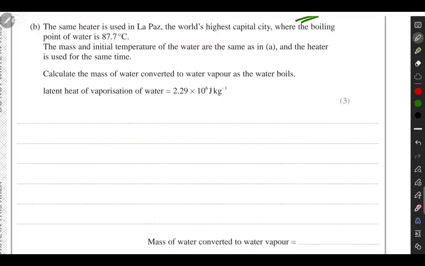Alright. The same heater is used in La Paz, the world's highest capital city, where the boiling point of water is 87.7 degrees Celsius. The mass and initial temperature of water are the same as in part A, and the heater is used for the same time. Calculate the mass of water converted to water vapor as the water boils.